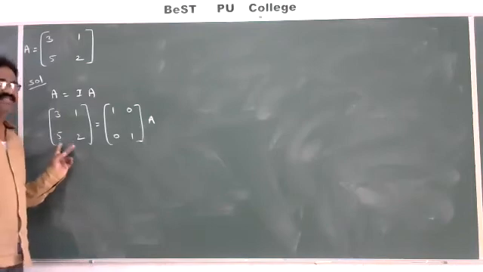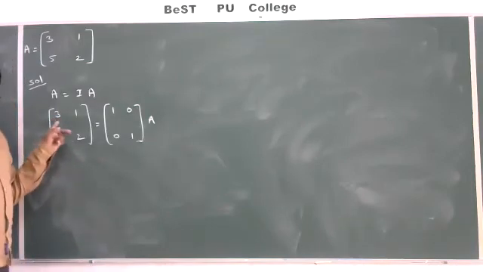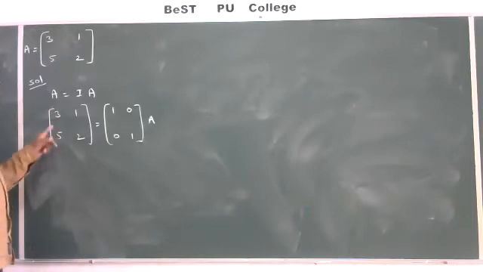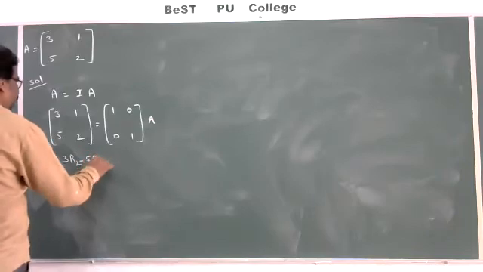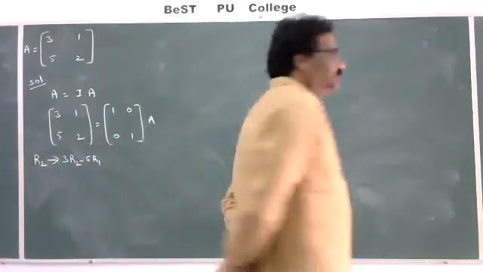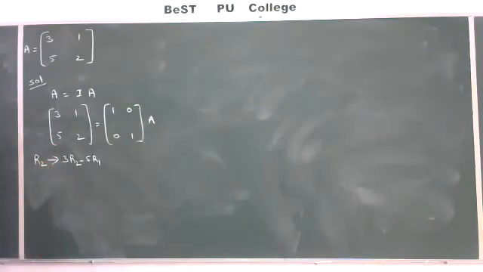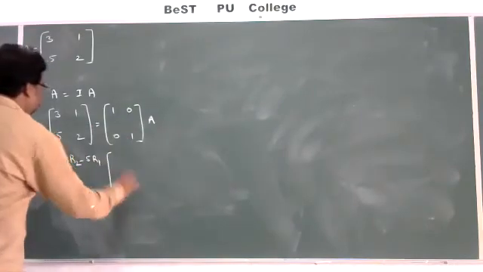So first you make this element 0. I require this element 0. By using this element only, that's why multiplying 5 with 3, multiplying 3 with 5, then subtraction. That is R2 goes to 3R2 minus 5R1. That is the only operation to make this element 0. That is applying the operation.